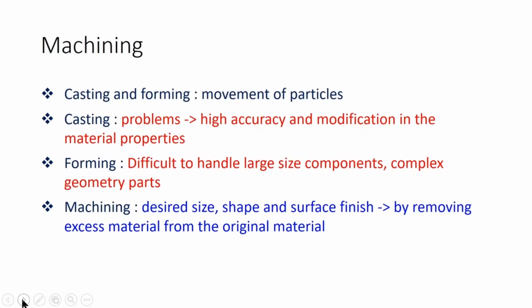Then it is very difficult to generate complex parts. If you want to manufacture thin walled parts or parts which have complex geometries, these are difficult to manufacture during the forming process. Some of these limitations of casting and forming processes can be eliminated by using the machining operation. In the machining operation, we get the desired size, shape and surface finish by removing the excess material from the original material. So, this is the most versatile manufacturing operation.